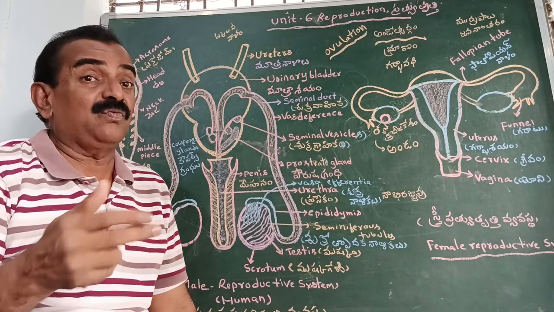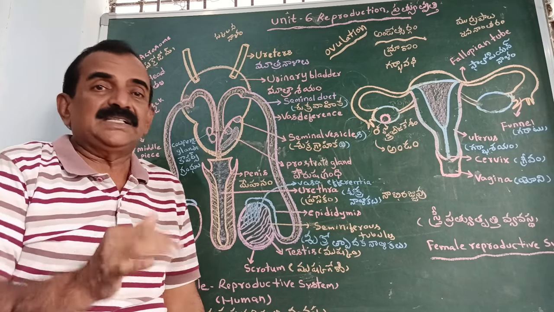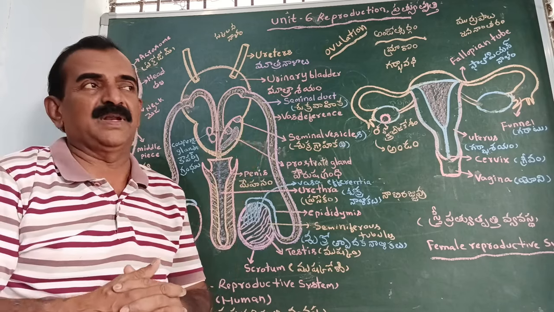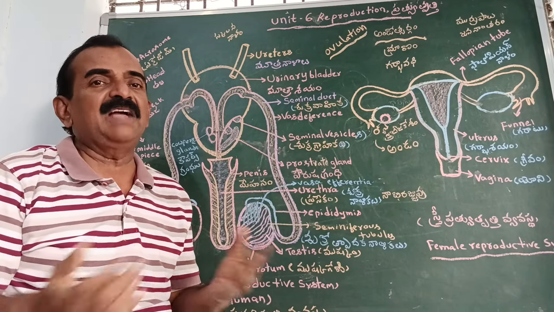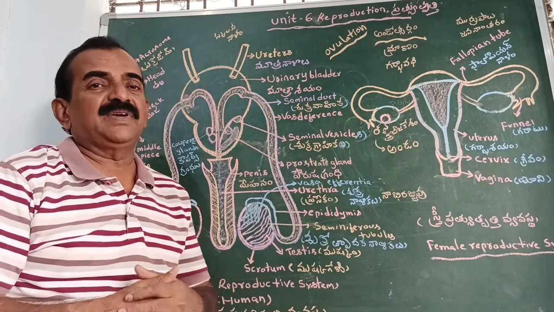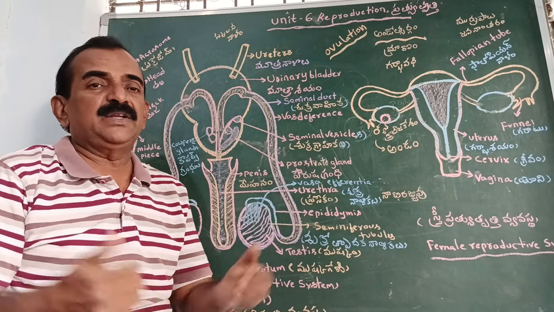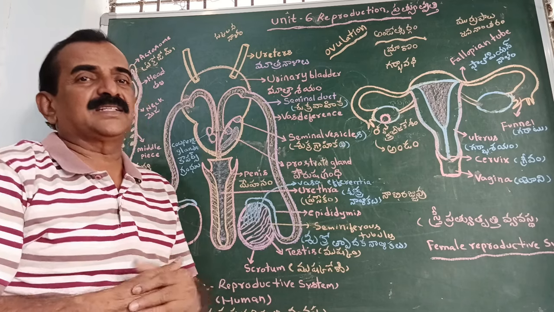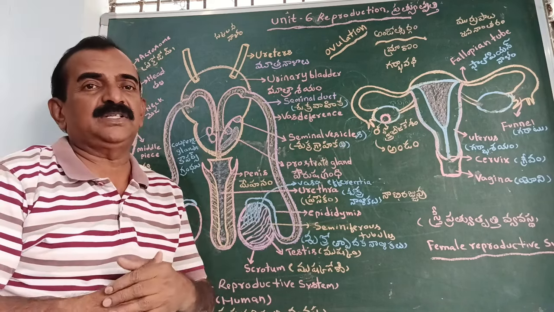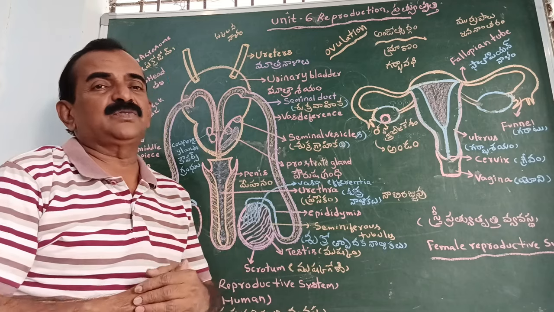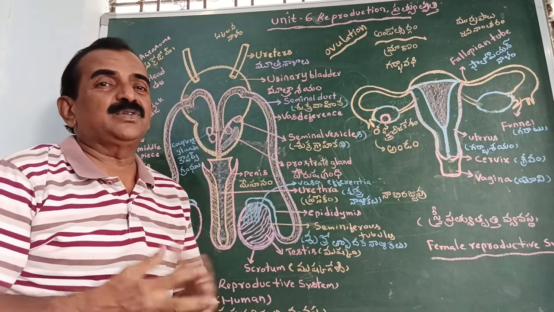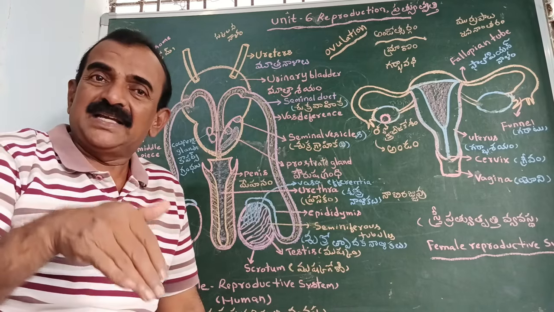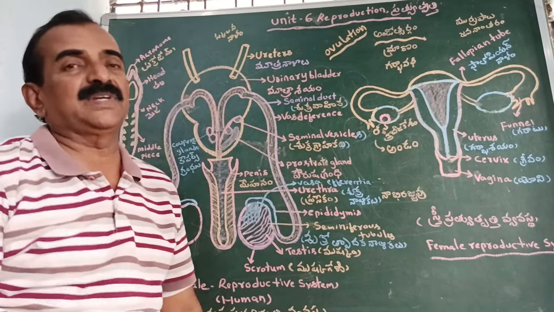First we discussed internal fertilization. What is external fertilization? External fertilization takes place outside the body of the female. Fishes and amphibians release a large number of eggs and sperms in water, and the union of sperm and ovum takes place in water, outside the body of the female. That is called external fertilization. So we discussed what reproduction is, what asexual reproduction is, what sexual reproduction is, and what internal fertilization and external fertilization are.